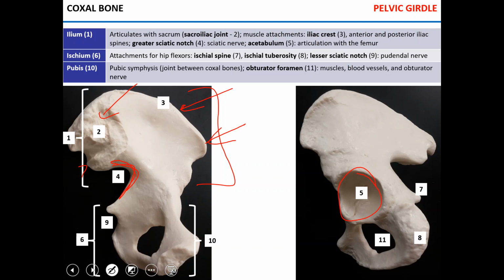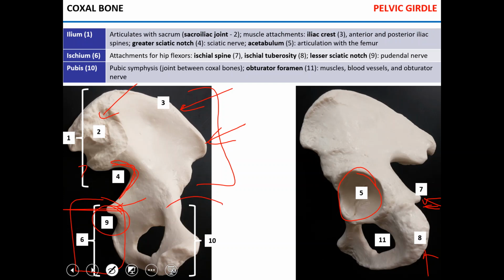Now, ischium, this posterior part, has a clearly identifiable ischial spine, and ischial tuberosity, that's the attachment for the muscles that flex your hip. Lesser sciatic notch is the passage for the pudendal nerve.